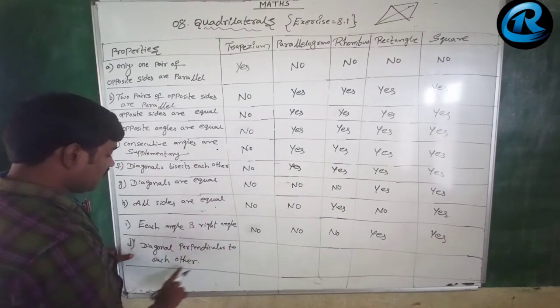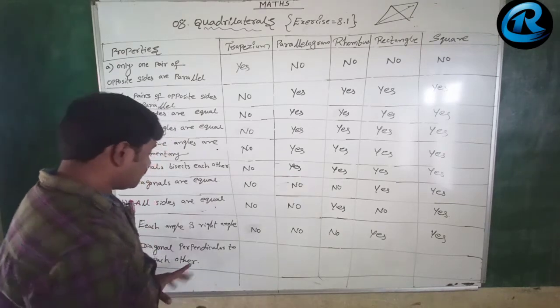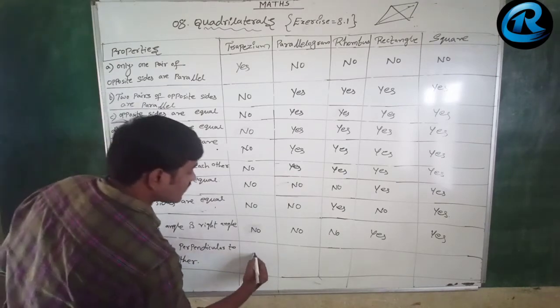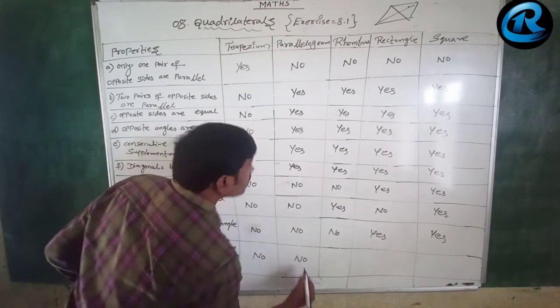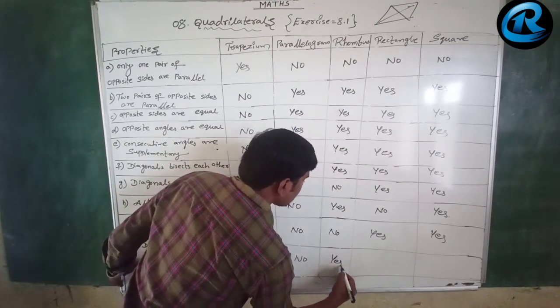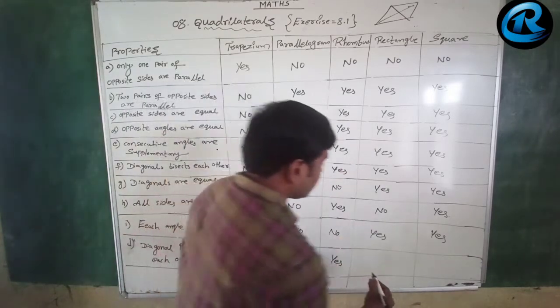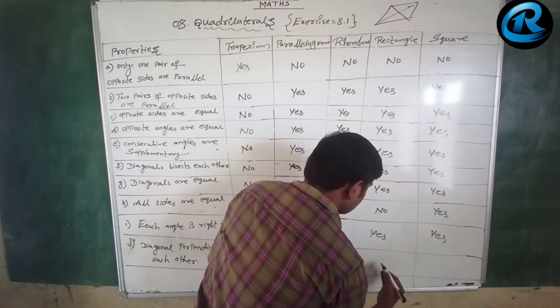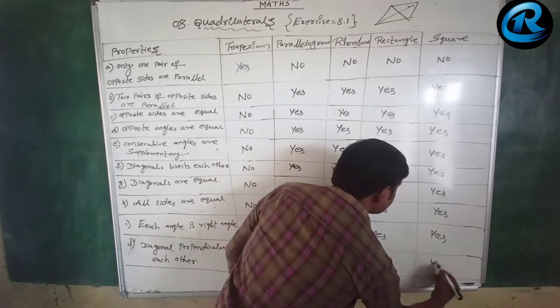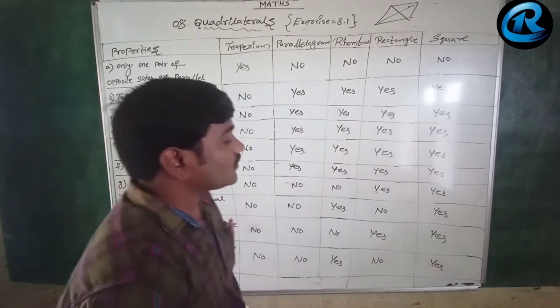The diagonals are perpendicular to each other. In trapezium, no. Parallelogram, no. In the rhombus, yes. Here the rectangle and square: in the rectangle they will not be perpendicular to each other, so it is a no here. In square, they are perpendicular to each other.